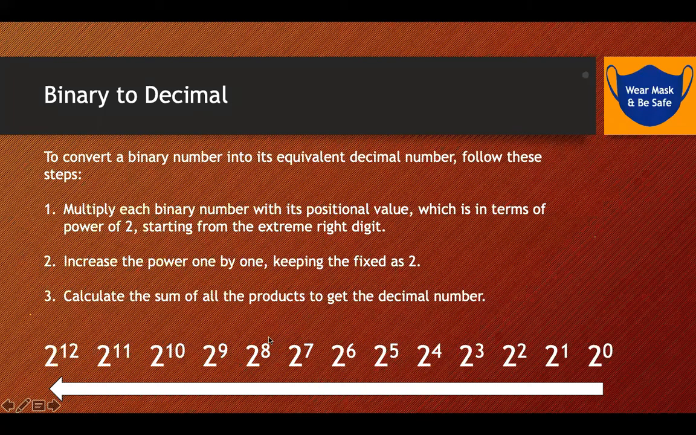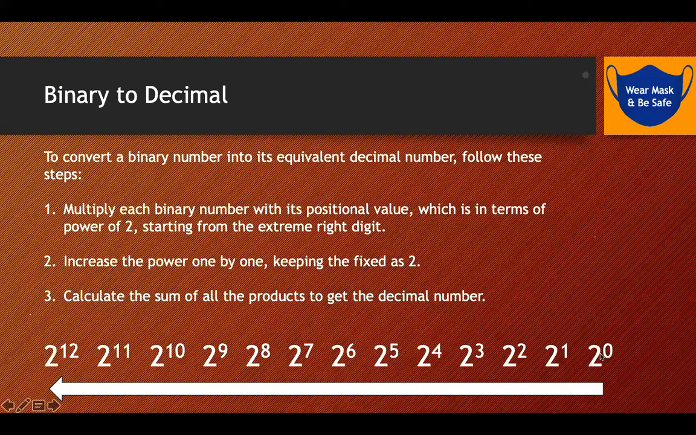These are the powers. Multiply each binary number with its positional value, which is in terms of power of 2, starting from the extreme right digit. So we have to start from the right digit, not from the left digit. Increase the power one by one, keeping the base fixed as 2. We are discussing binary, so we'll take 2 only.